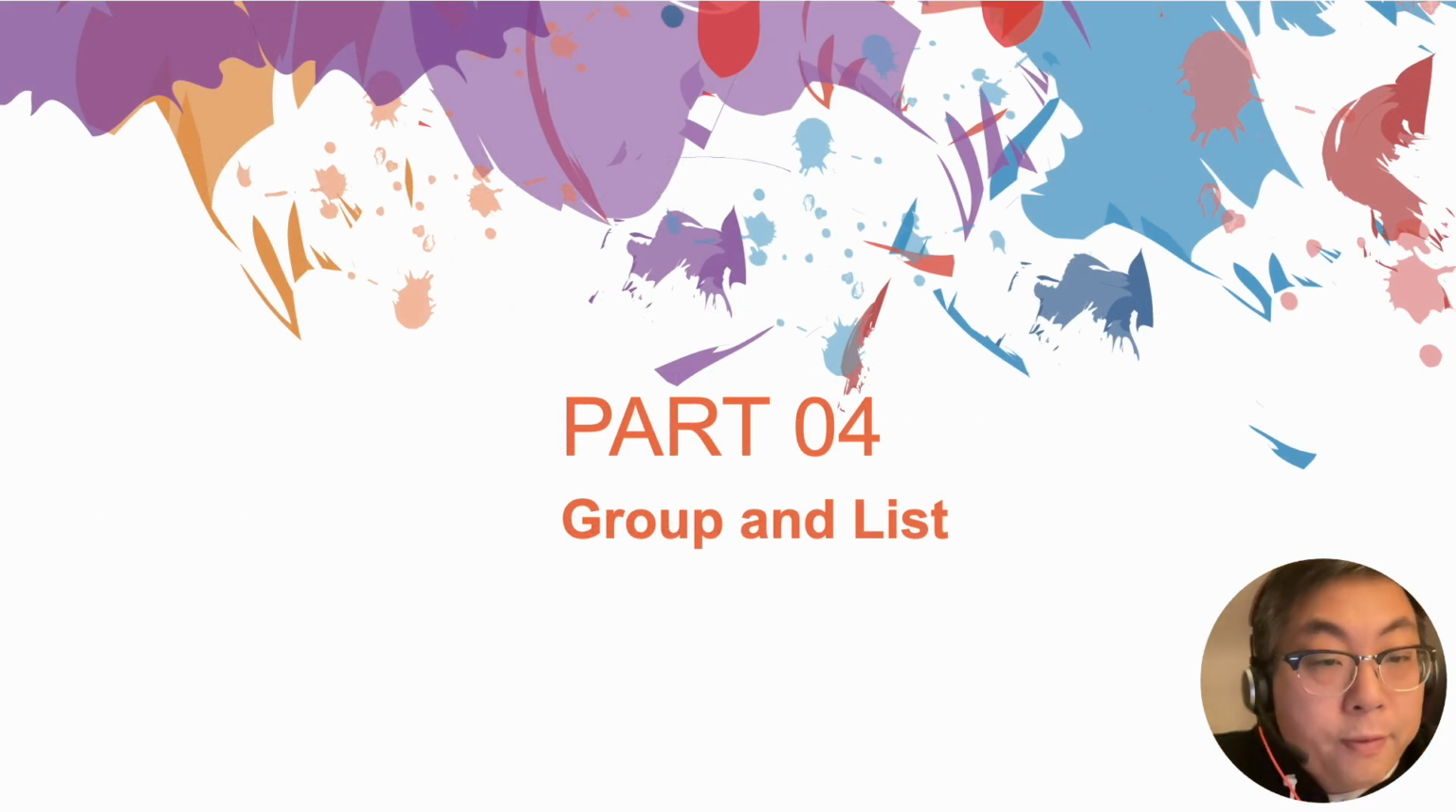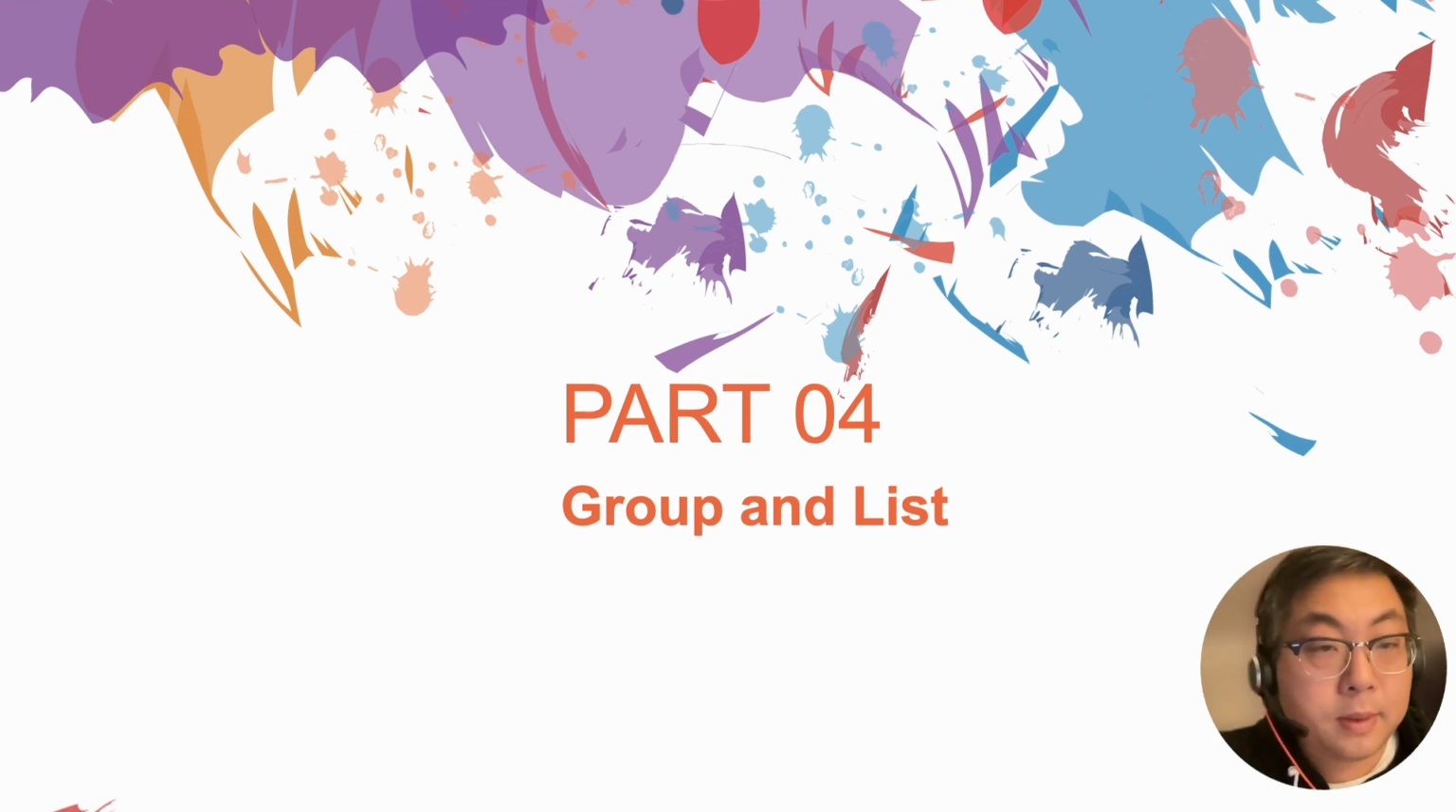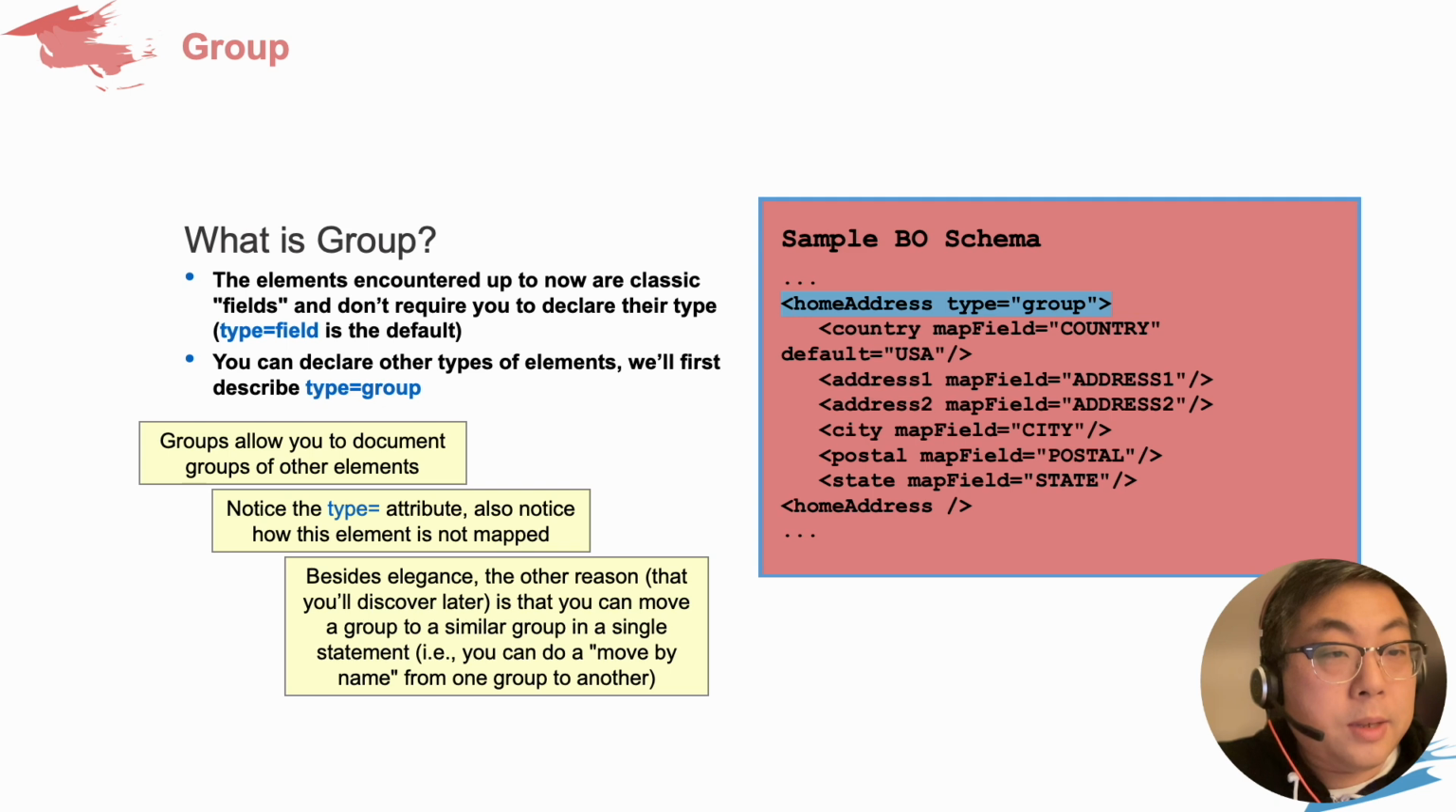Right, part 4, group and list. So what is a group? Let's look at the example on the right hand side. Okay, so this is a home address group with a list of attributes. So remember, what we have seen so far is a flattened BO schema of different elements, although those elements we can map to the primary table or the child table.